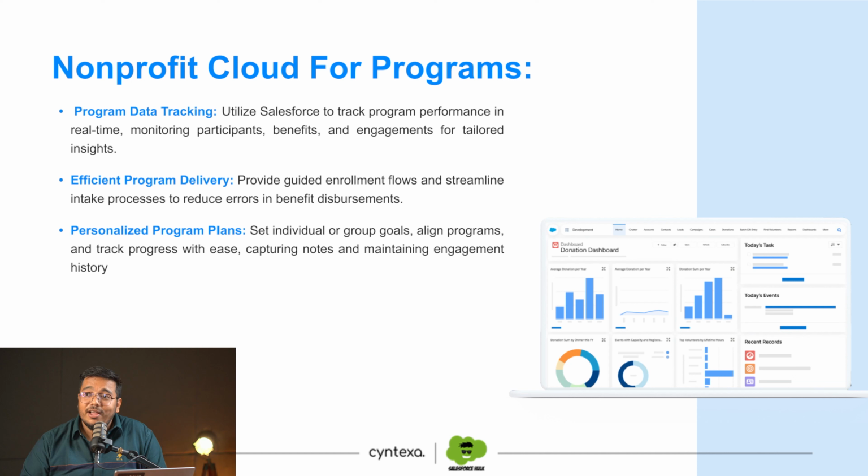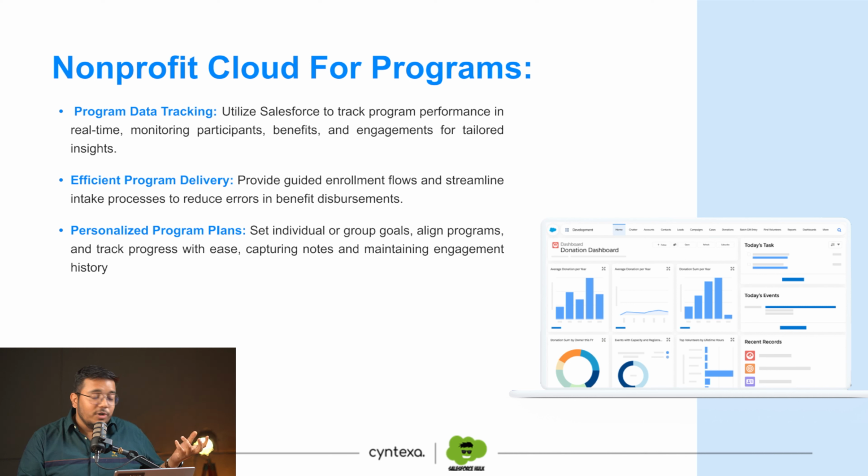With that, we get efficient program delivery. As I'm saying, if we can track what all the benefits are and who is actually benefiting from them, we can utilize that. And then we have personalized program plans. Personalized program plans can be defined as: we set certain goals for each participant, which we can track. Like, let's say, Donna is part of this particular program.